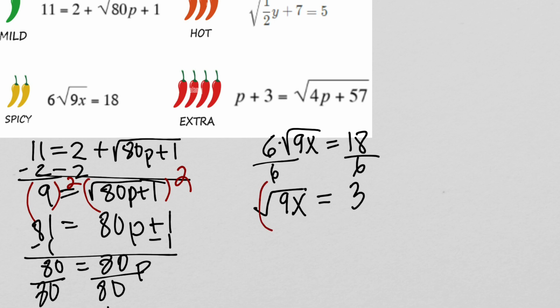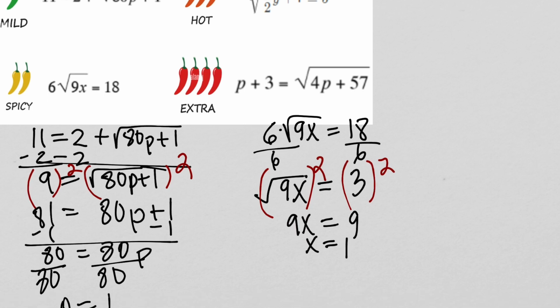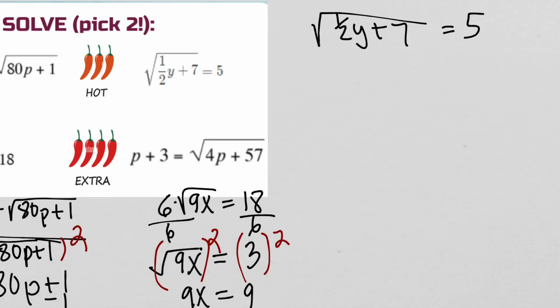Now I'm going to do what I did before. We talked about this. Got to square both sides to isolate. I'm left with 9x to equal 9. X is 1. Okay, for the hot one, it's already isolated, so I'm just going to square both sides.